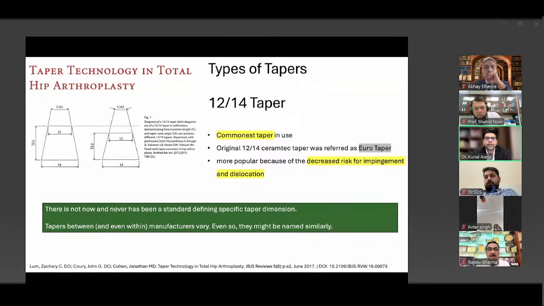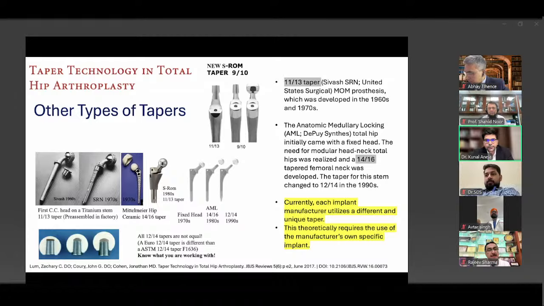Every manufacturer will have a different kind of taper, 12-14 being the commonest, called the Euro taper or the Ceramtec taper. However, even between different manufacturers or within a single manufacturer, there might be some disparity. So we have to be cautious of mixing the heads and necks of different companies. We have talked about the 11-13 taper in the S-ROM stem and the 14-16 taper in the AML stems, and currently each implant manufacturer utilizes a different and unique taper. So not all 12-14 tapers are equal, even within the same manufacturer.